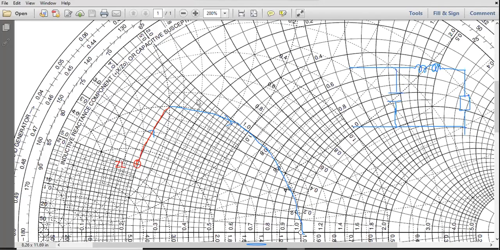Now here we can just check it out. The next part is whatever this blue line is. This blue line will give you the remaining answer, that is the value of capacitor. Now for the blue line, the reactance or the susceptance part will be 0 because it is on the horizontal line. So it is 0. Now the only thing is you have to read here.